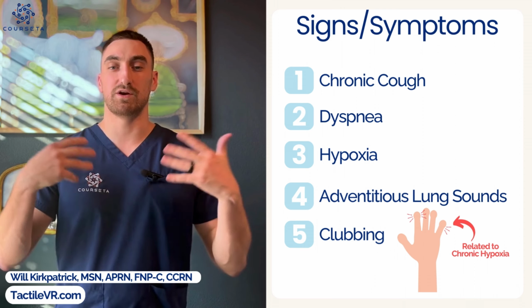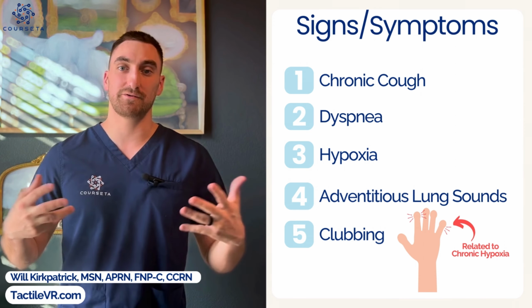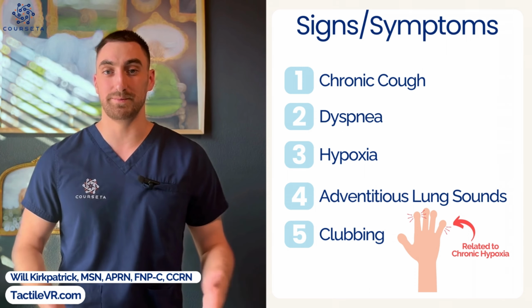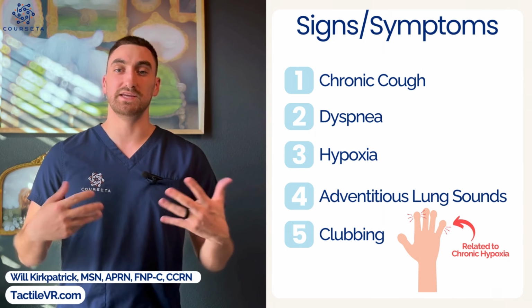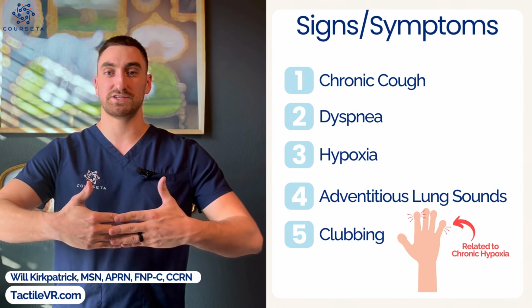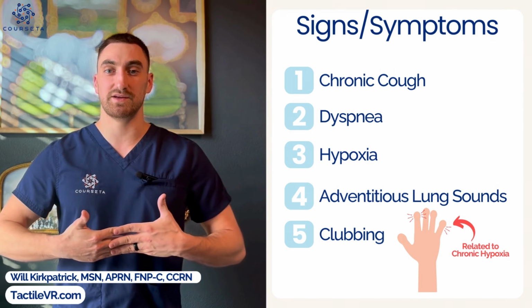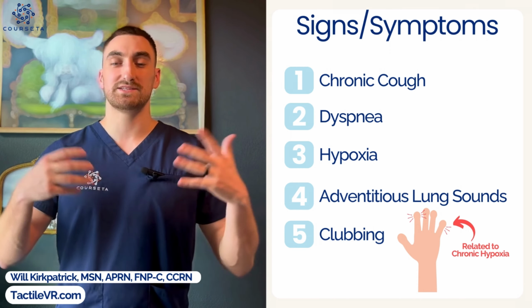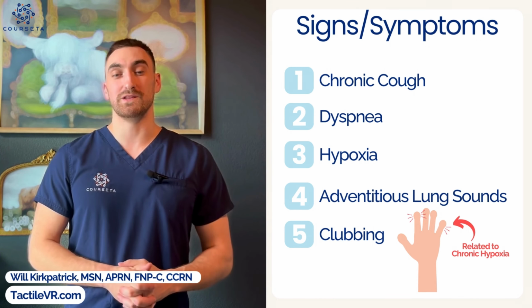Clubbing is there because of the chronic deficiency in oxygen. So that's another thing that our body just naturally does when we are low in oxygen for a long period of time. Both of these types of COPD will also have decreased chest excursion. So once again, they're going to have a decreased expansion of that thoracic cavity because of the inability to intake air or the inability to exhale the air. And then lastly, they're more likely to both get frequent lung infections.